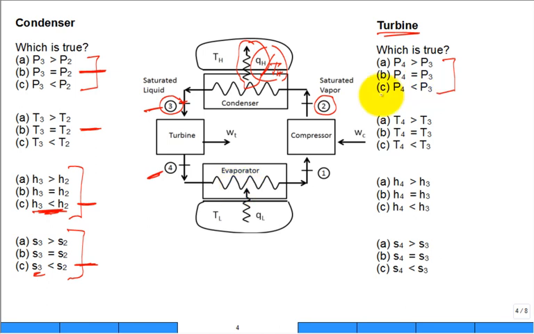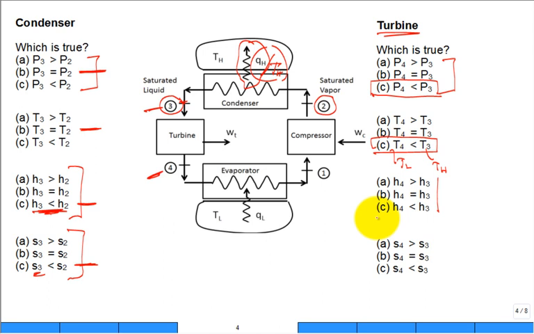C. So pressure at 4 is higher. No, less than. You're right. Pressure at 4 is less than the pressure at 3. Very good. Temperature. C. Yep, this was TL, and this was TH. All right. H's. No rush. Take your time. Somebody has to raise their hand.